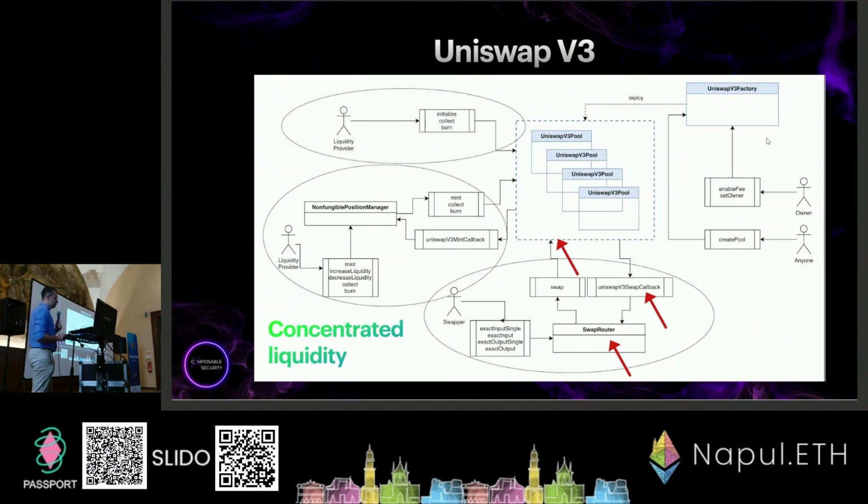And then when you do a swap, it's very similar. You also have to use this helper contract called swap router. And there is also this callback mechanism. You cannot see that much, but basically you call the swap function and it calls back your swap router, and the swap router accounts your balances.